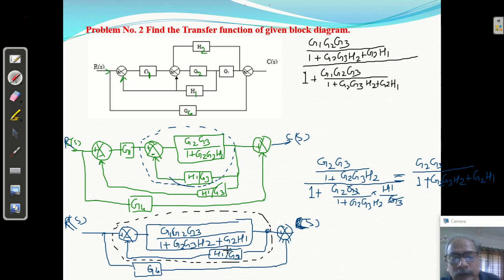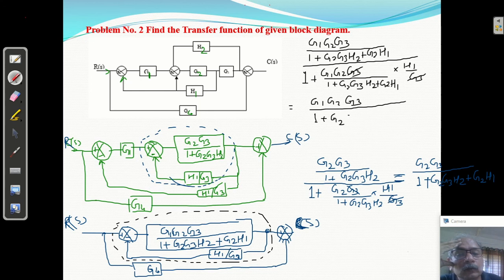So G S upon 1 plus G S into H S, which is H1 by G3. This G3 and this G3 will be cancelled. Now after LCM, the 1 plus G2 G3 H2 plus G2 H1 will be cancelled. So you will get G1 G2 G3 upon 1 plus G2 G3 H2 plus G2 H1 plus G1 G2 H1. After LCM this will be cancelled, so you will get G1 G2 H1. So we got it.